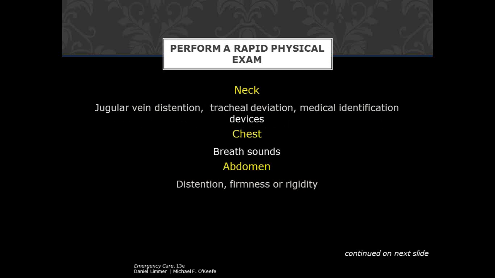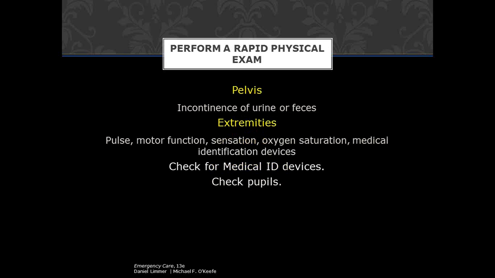Okay. And we're going to go through this again because I just went through all this. We're looking for JVD, medical identification necklaces around the neck. We're looking for breath sounds at the chest. We're looking for firmness and rigidity in the abdomen. Okay, in the pelvic area, as well as checking for stability, we're also going to check to see if they've been incontinent of either urine or if they've lost control of their bowels. Typically, that is pretty common in a seizure patient.